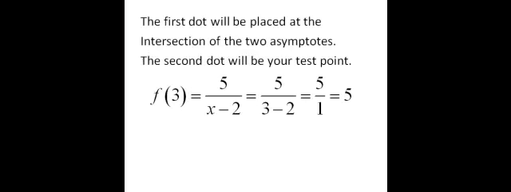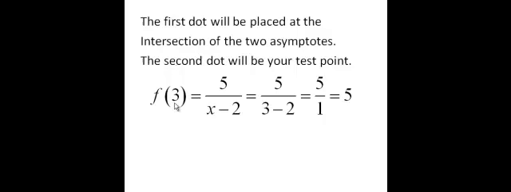When we go to WileyPlus, we're going to have two dots. The first dot we're going to place at the intersection of the two asymptotes, where x equals 2 and y equals 0. Now the second dot's going to be our test point. It's always to the right of that first dot, and so that'll be where x equals 3.